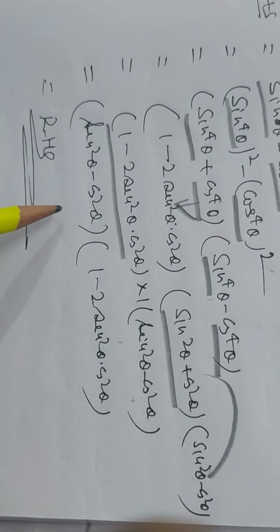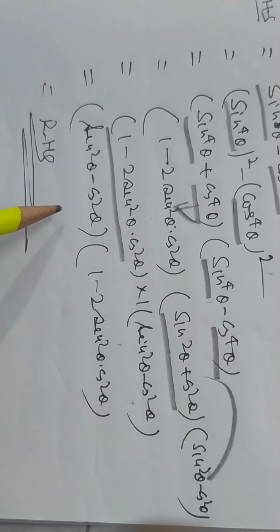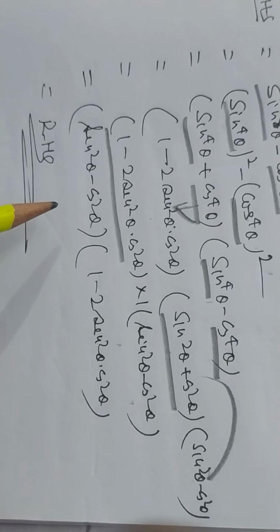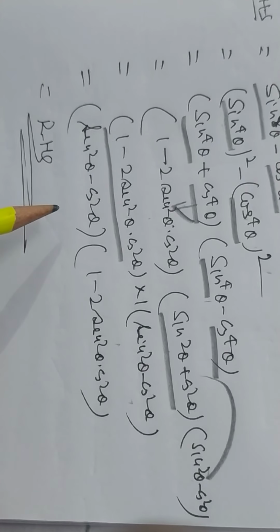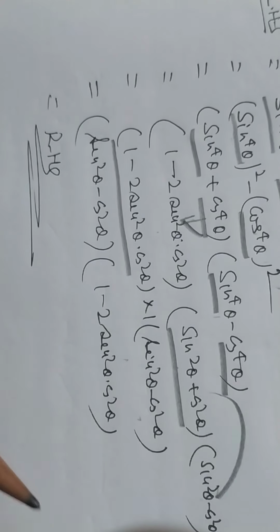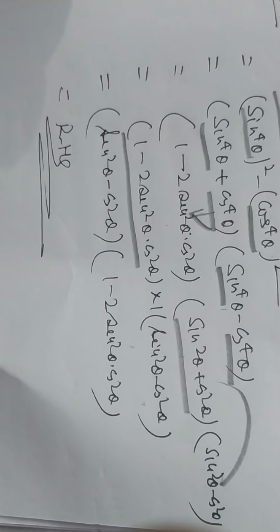In this way, my dear student, you can prove the right hand side of this identity: sine to the power 8 theta minus cos to the power 8 theta is equal to sine square theta minus cos square theta, into 1 minus 2 sine square theta into cos square theta. This is equal to the right hand side, my dear student. Now, you are in a position to solve the problems of identities from any book. Now it is my suggestion.